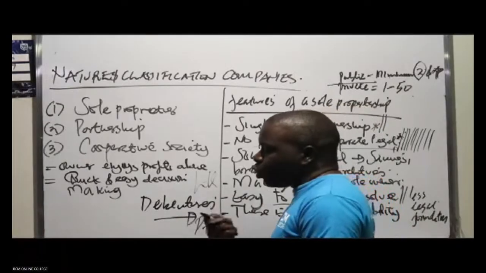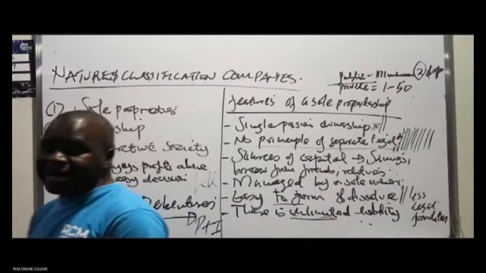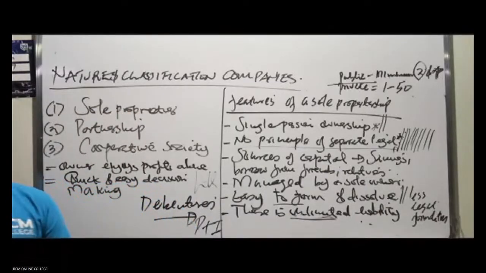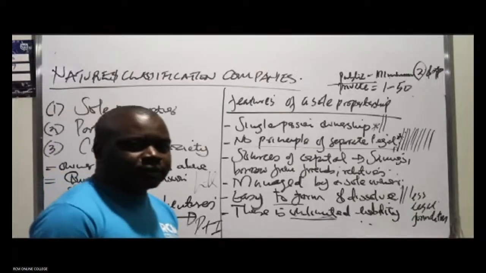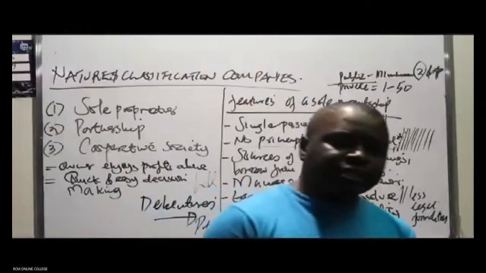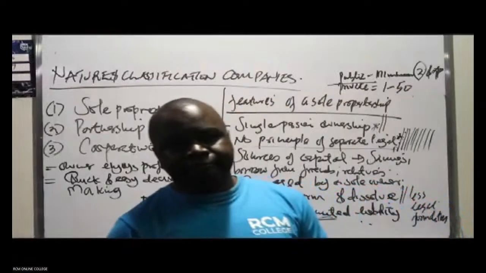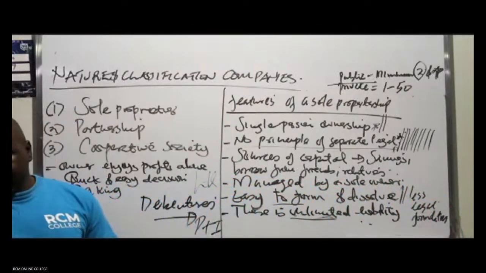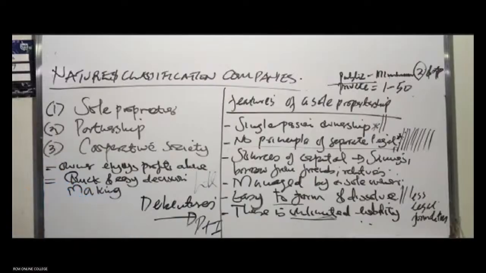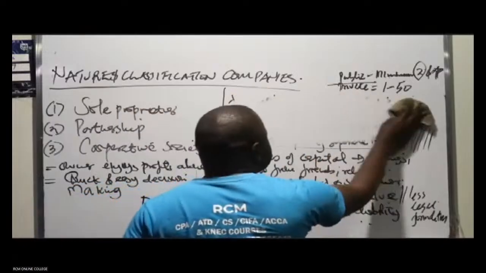So what are we driving home as a point? You just have to know the features. Then you sit back and relax. Let any question come. It shouldn't trouble you because you can get the differences, the advantages, and the disadvantages of one over the other. So we can now go to a partnership. What are the features of a partnership?